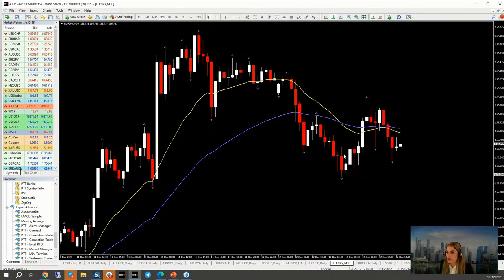So at the beginning of the week, initially we had a climb, and at the start of today's session as well, but it failed to extend further higher, and we have some pullback in the last 2 hours.